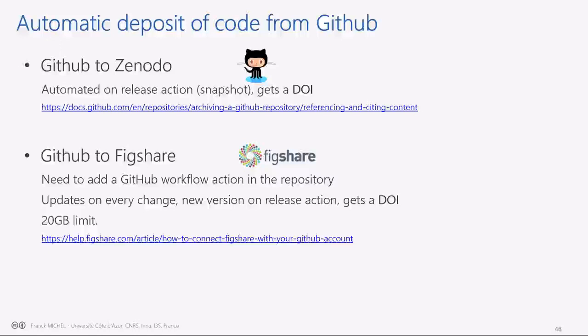For Figshare, there's just a bit of a hack to do, slightly more complicated. There is a hook, a git hook, but it works pretty much the same. So that's very easy to do. And again, it gives you instantly a DOI for your code. And it's much better to cite a DOI than to cite a GitHub repository URL.